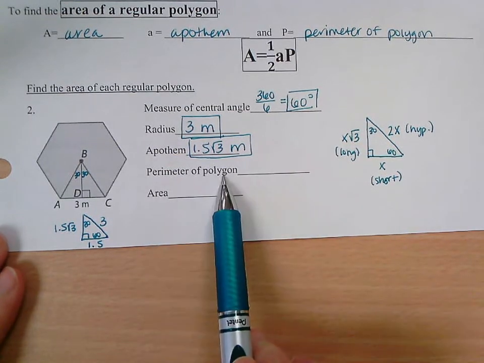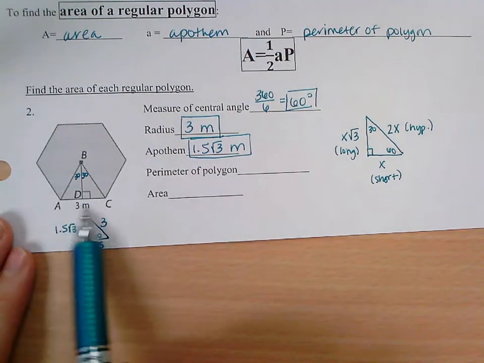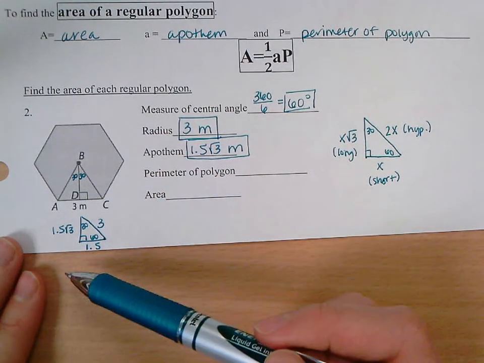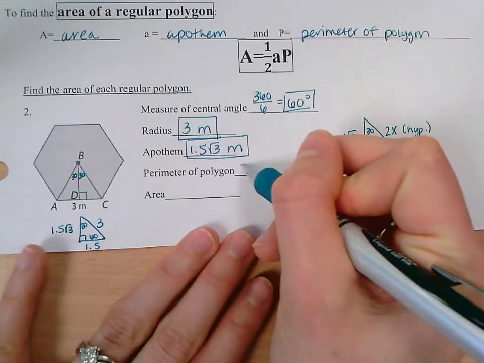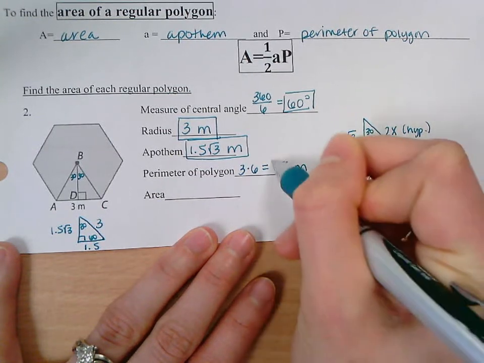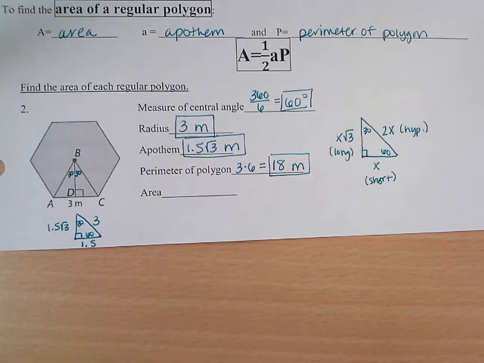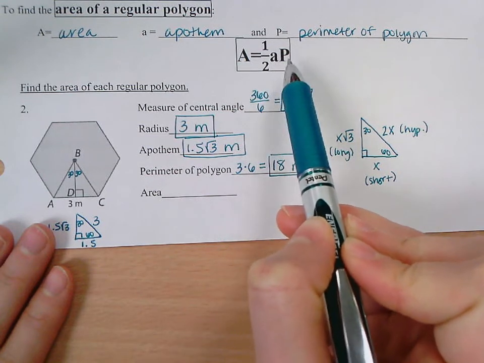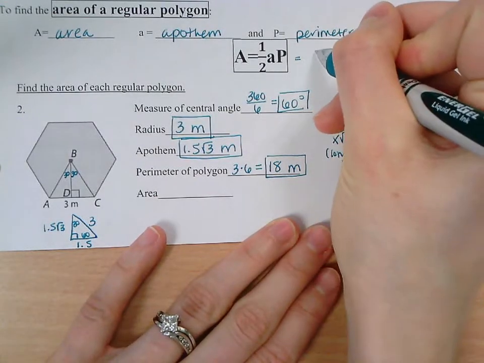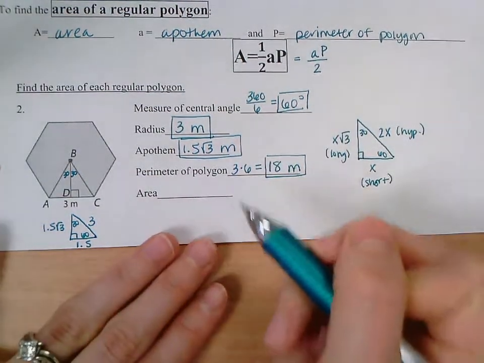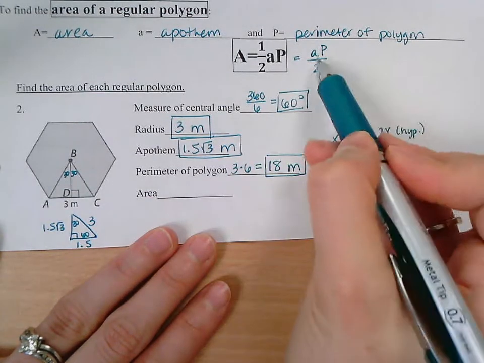And then the perimeter of the polygon, so since I know one side length is 3 and I have a regular polygon, all 6 sides are the same. So the perimeter would be 3 multiplied by the 6 sides, so 18. And that's also measured in meters. And then lastly, my area, which I'm using this formula, so it's 1/2 times the apothem times the perimeter, or you can do apothem times perimeter divided by 2. So I would have, I'm actually going to do this divided by 2.